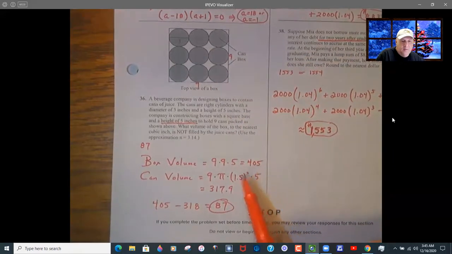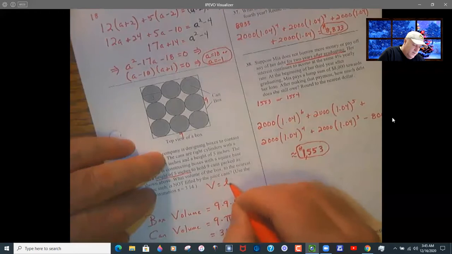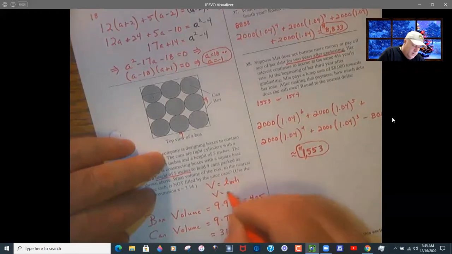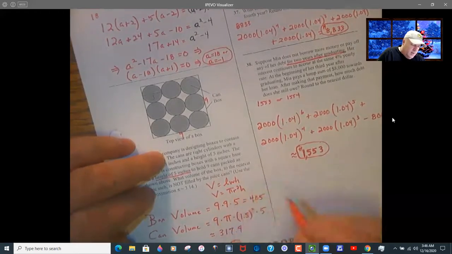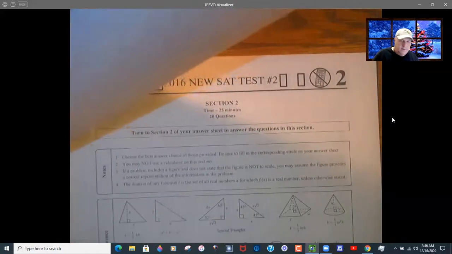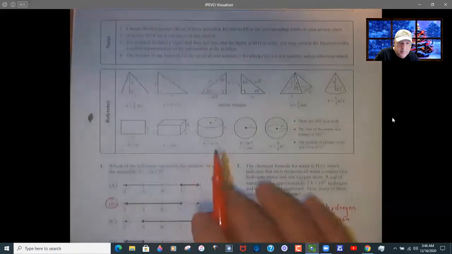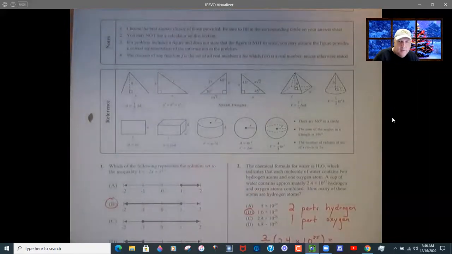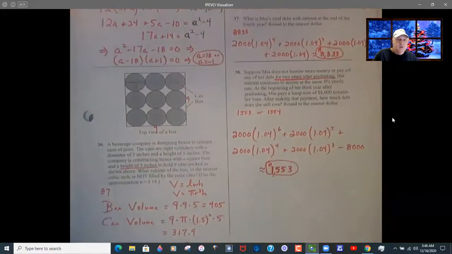So that volume is 405. Then pi r squared h. Let me write these down. Where do you get these from? You can get these from your front page: length times width times height. There we go. Pi r squared h right there. You can use them.